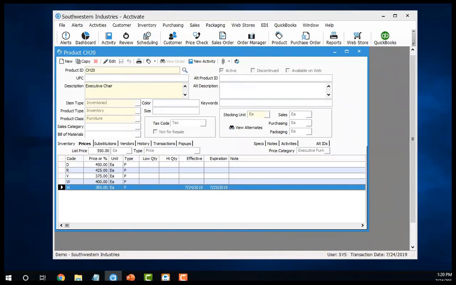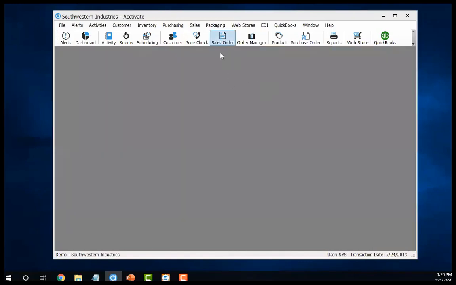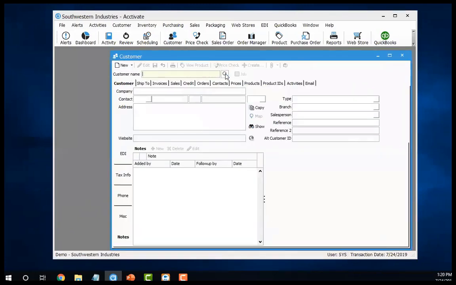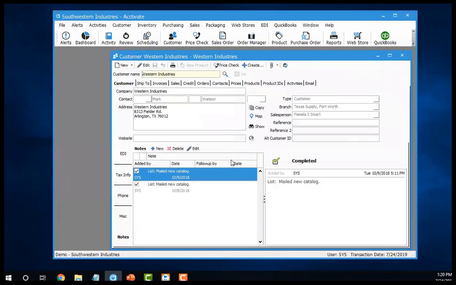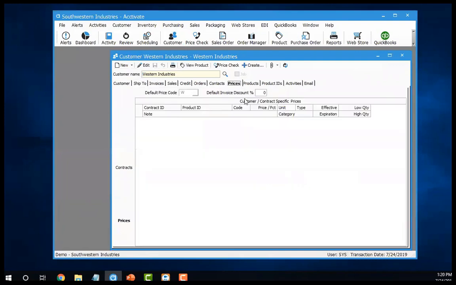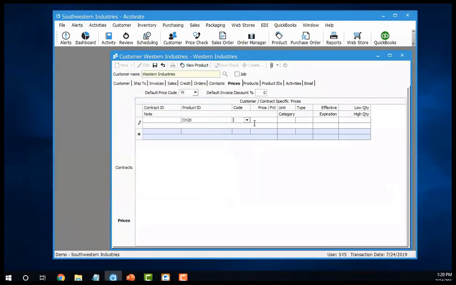Now let's take a look at customer specific prices. So in our customer window, go over to the prices tab, and I can make a customer specific price for our product. So there's the product. We could specify the customer specific price code is an exclamation point, kind of how the star was list price. Exclamation point is going to mean customer specific price, so you can tell the difference. Let's say the price here is, I don't know, $350.